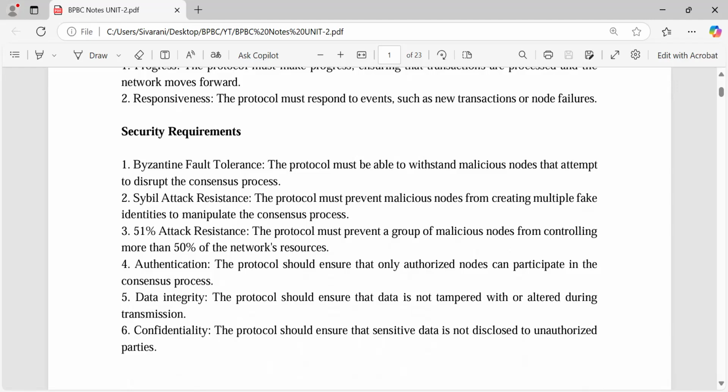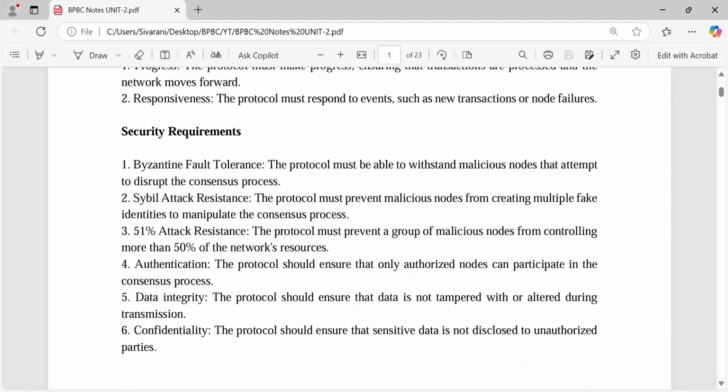Next one, 51% attack resistance. When more than 50% of the network resources are controlled, it must prevent the group of malicious nodes. Next one, authentication. Only authorized nodes can participate in the consensus process. And data integrity. It mainly maintains the data as stored; tampering or altering the data is not allowed.